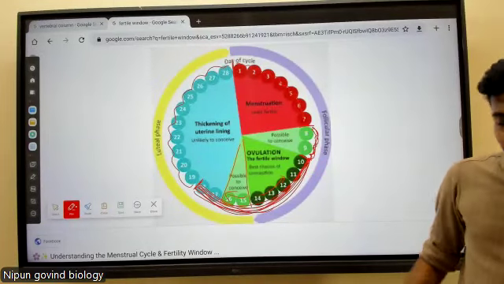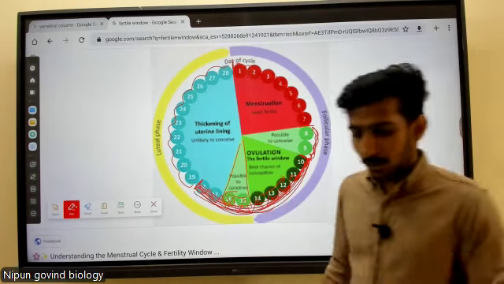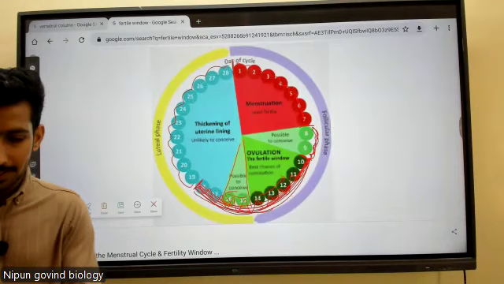Understood? Okay, there is a high chance for fertilization if you have intercourse in this period. മനസ്സിലായോ? That's how you can count this.